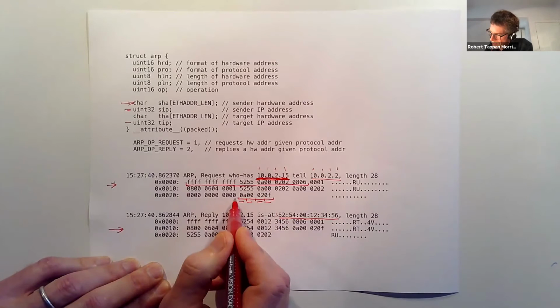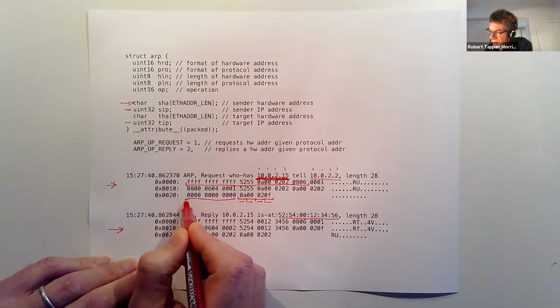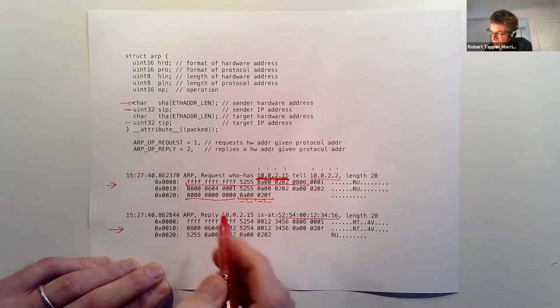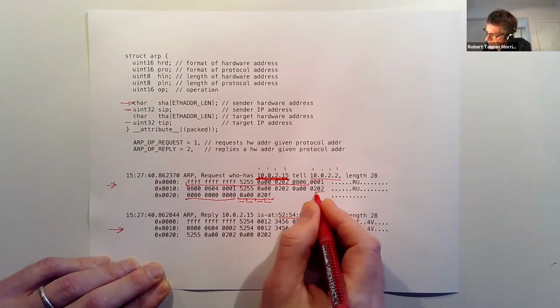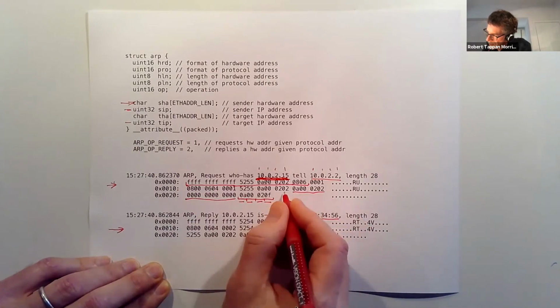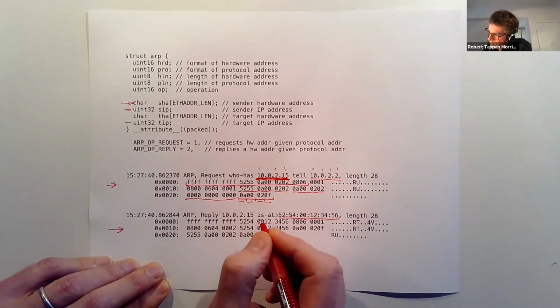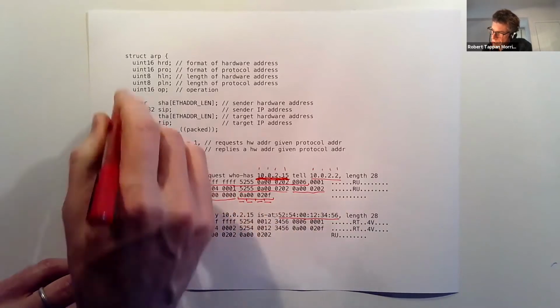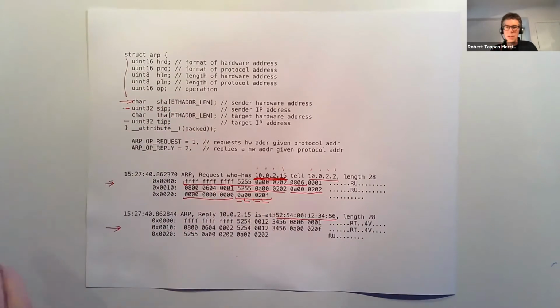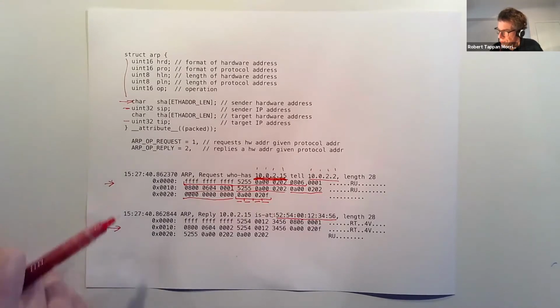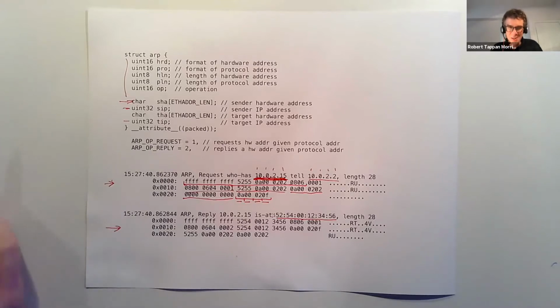And then there's the target's Ethernet address, which is not known. And then the sender's IP address, 10.0.2.2, and the sender's Ethernet address, and a bunch of other junk saying that we're interested in Ethernet and IP address formats. And here, this is a request, this is a response. Any questions about ARP?